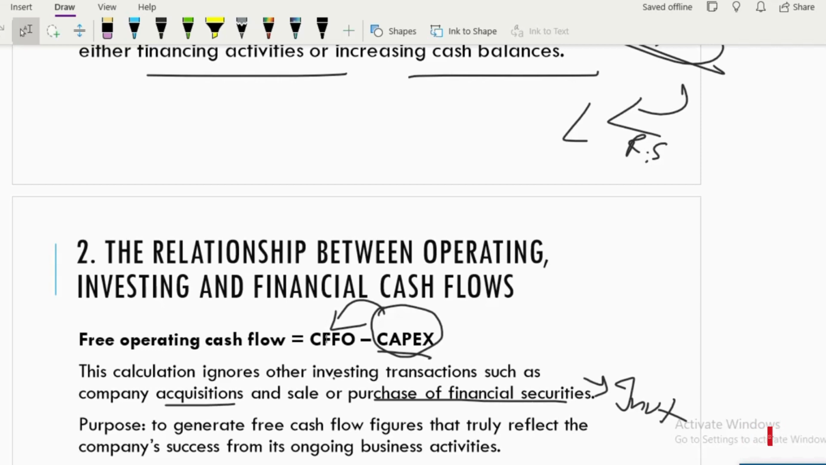I will, inshallah, solve some of the exercises with you. We will try to analyze some of the companies' cash flow statements to complete the content of corporate financial reporting. You can find it in the next video.